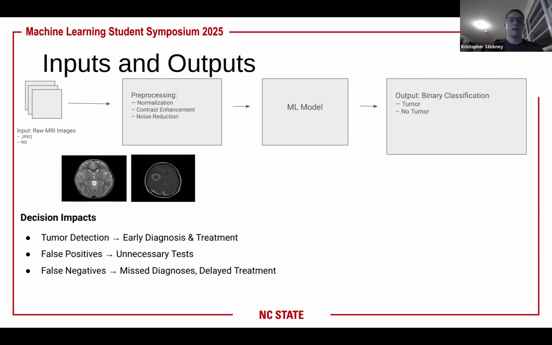So the outcomes for this: if the tumor detection is correct, that can lead to early diagnosis and treatment, which is good for the patient. If it's a false positive, this can lead to unnecessary tests, but hopefully won't be anything too serious. But if it's a false negative, this will lead to a misdiagnosis, which can be very bad for the patient.